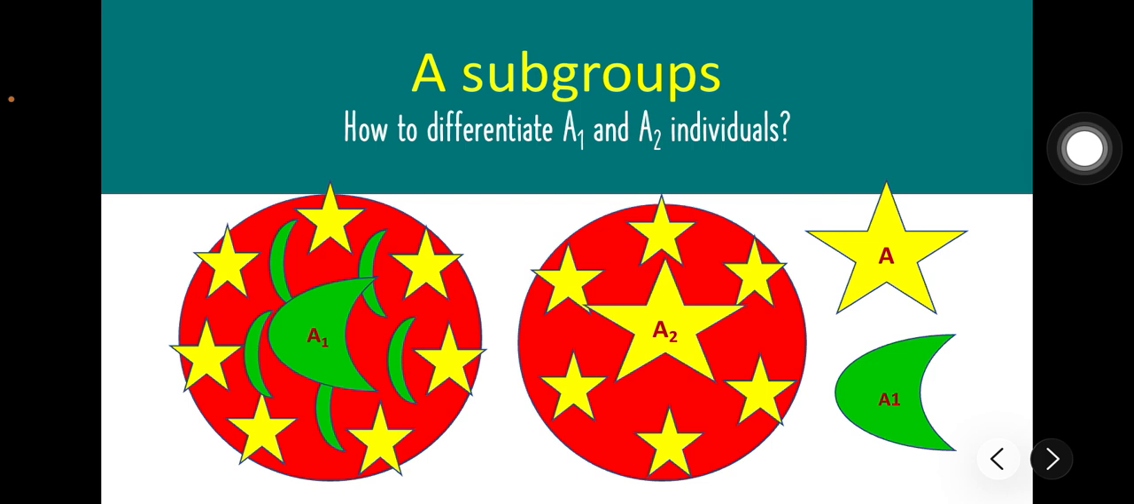Another method of differentiation involves the H antigen, which is the foundation used to build A antigens. Because the A2 gene produces a less efficient enzyme, it leaves more foundation unmodified on the cell surface. Consequently, A2 cells react much more strongly with anti-H lectin extracted from your Ulex europaeus than A1 cells do.